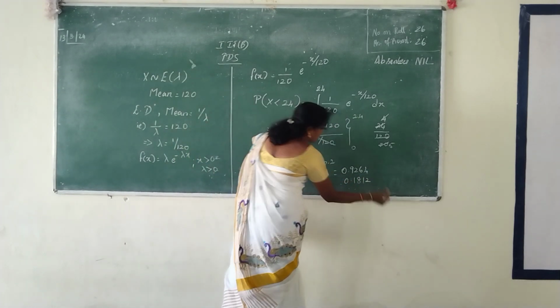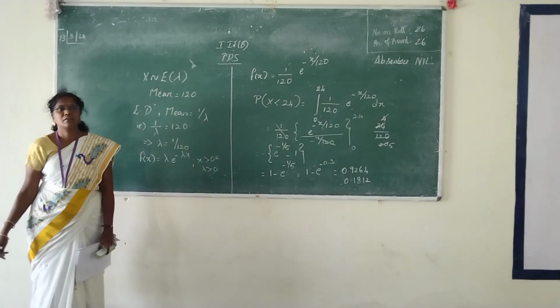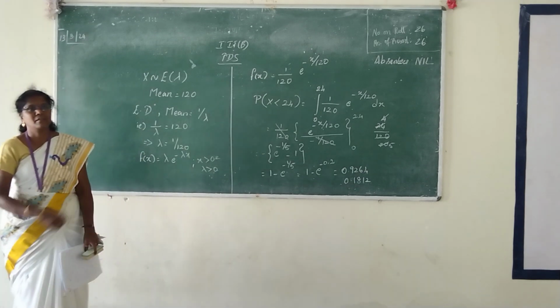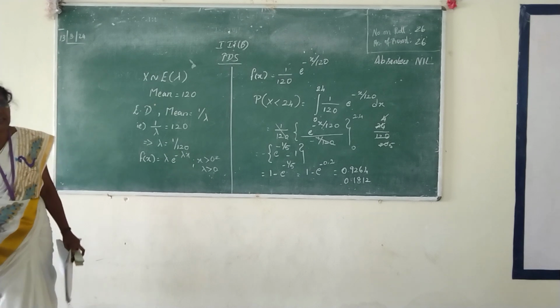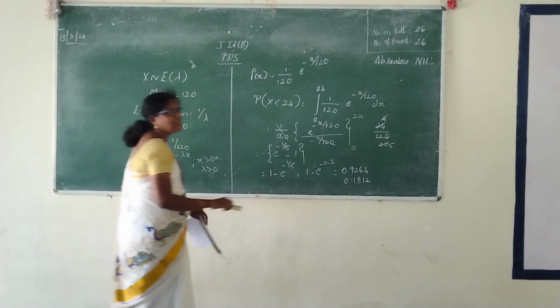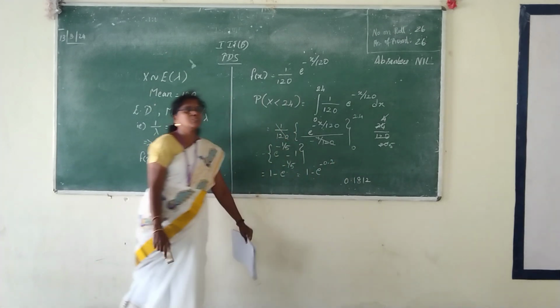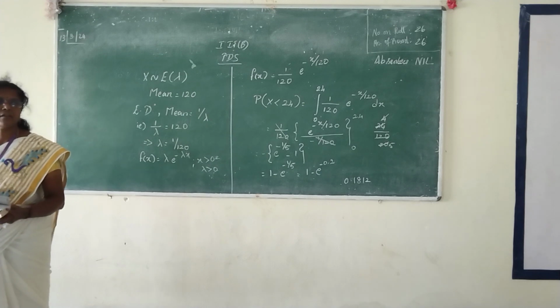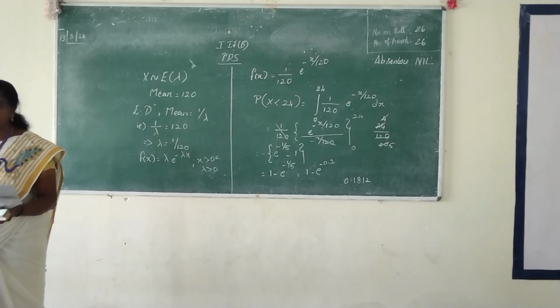0.181. Others, which is right? 0.18. That is the calculator. How come you got it as 0.9264? Check how you have input the values in a calculator. So the answer is 0.1812. Shall we start with the second one?